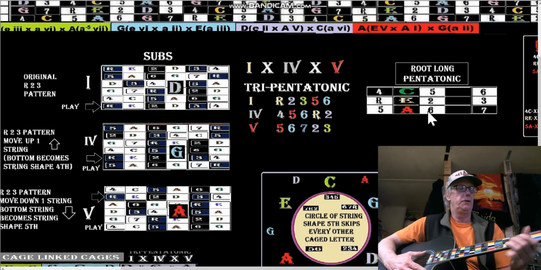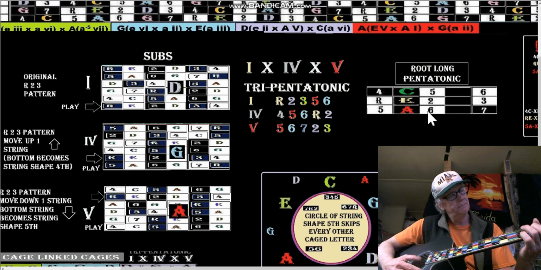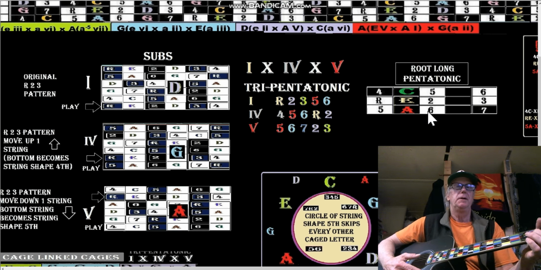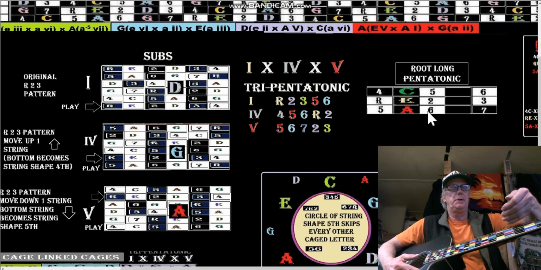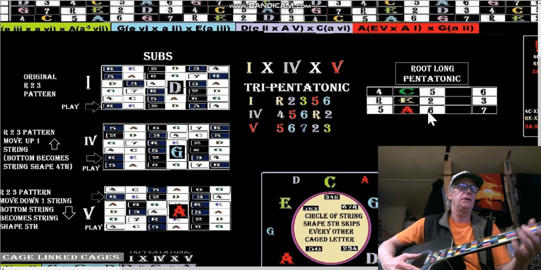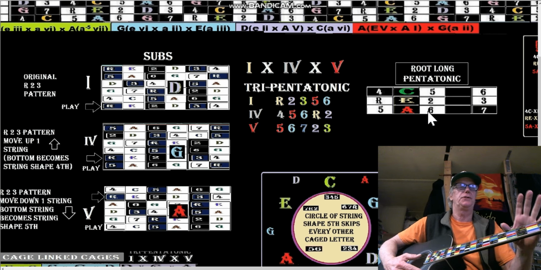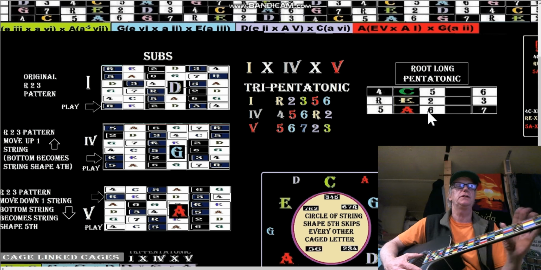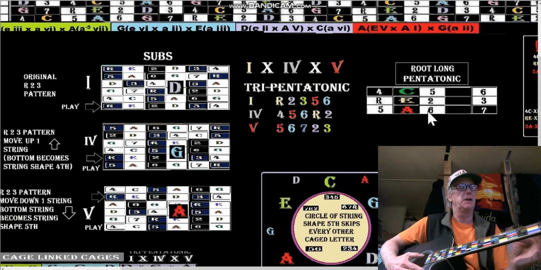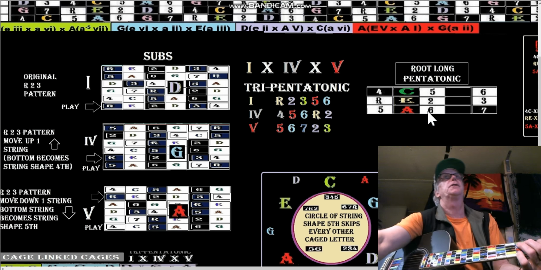Alright, if I want to go to the fourth, well, maybe I could just start like this. Right? But I want to play the whole thing. I don't want to just start on the fourth, because then I've got to start counting numbers 4, 5, 6 instead of just the substitution. So the substitution is what is going to be on the bottom string of that 4, 5, 6. Okay? And that's the question.